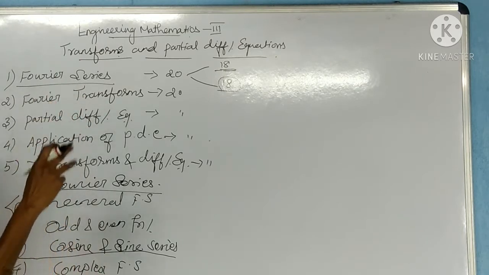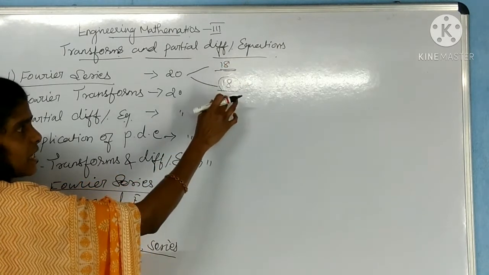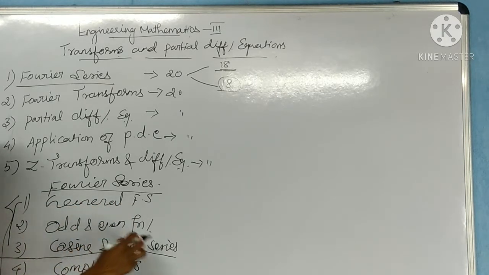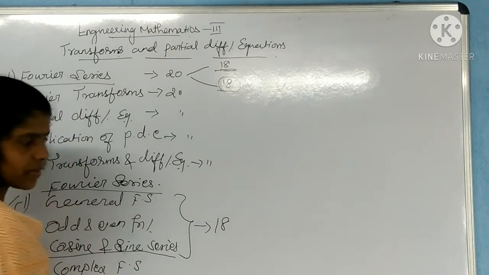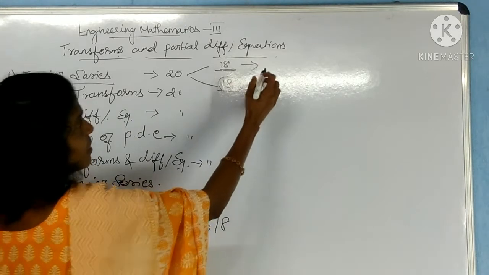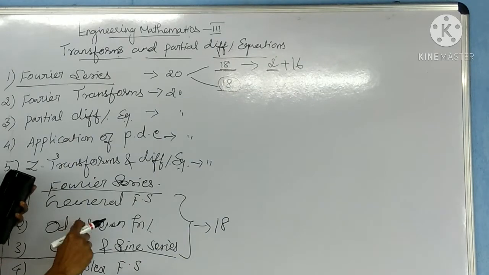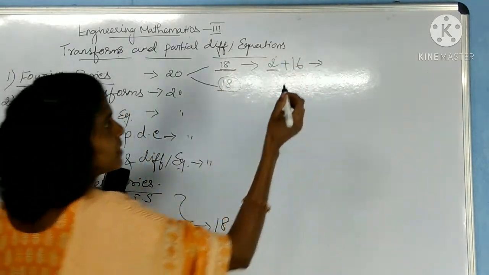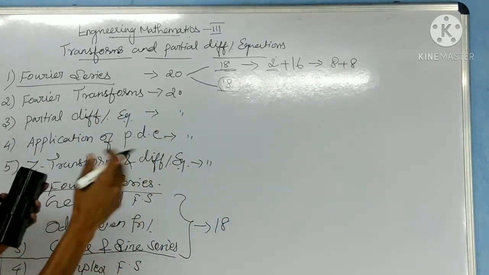Each unit has two parts, first half and second half. Here, first half means general Fourier series, odd and even functions, cosine and sine series. This first half portion asks a question for 16 marks. Here the marks are 2 plus 14. One 2-mark question is asked and one 14-mark question. This 14-mark question is split into 8 plus 8, meaning smaller questions are asked.